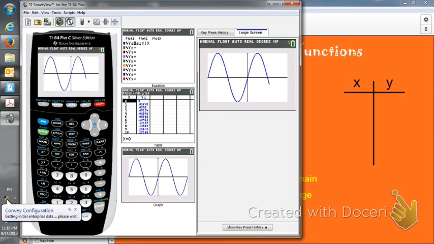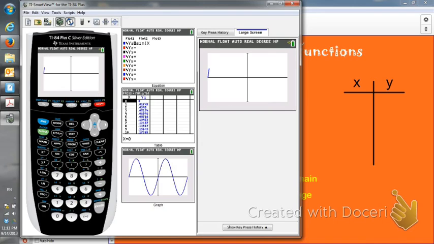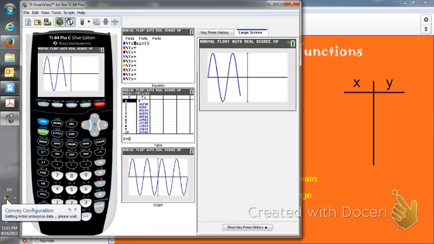Okay, let's say I want to see more of this graph. If I make my x max a little bit bigger, and my x min a little bit bigger, I'm going to go to my window, and I'm going to make that negative 720 this time. And I'm going to go to a positive 720. So with more x's, you can see this graph just repeats itself more frequently.